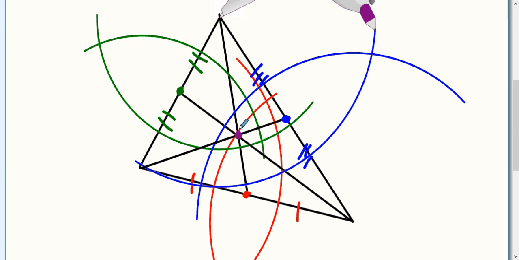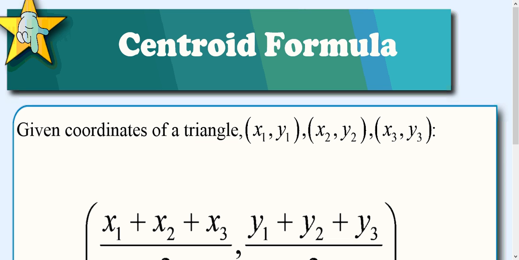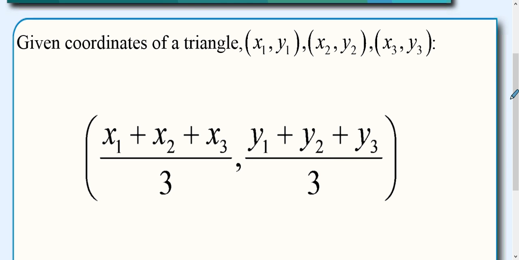So the other thing that it does is it splits it up into a ratio. There's actually a formula. If you know the coordinates, there's a formula to find the centroid. So if you've got three coordinates, x, y, x, y, x, y, pretty easy formula. It's the average: x plus x plus x divided by 3, y plus y plus y divided by 3. That should remind you of the midpoint formula, kind of, except it's divided by 3, and there's 3 points. So it's like the midpoint, the middle of all three coordinates.